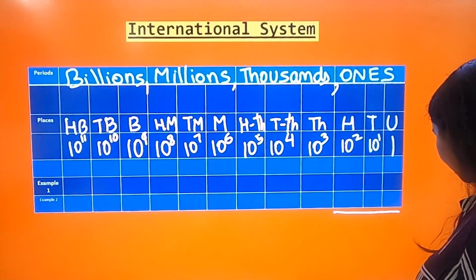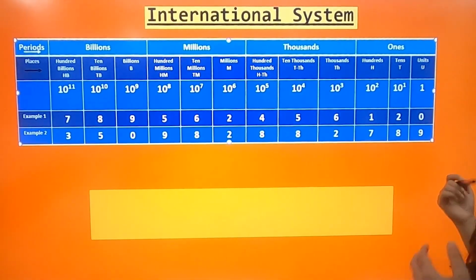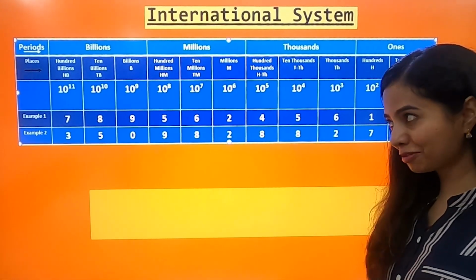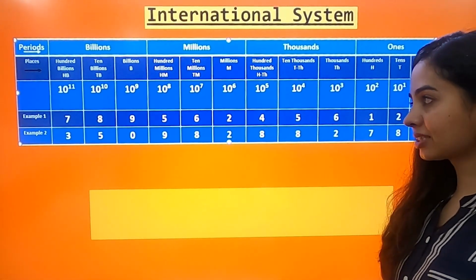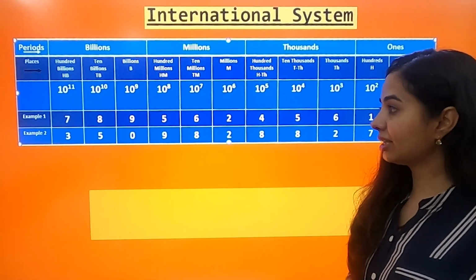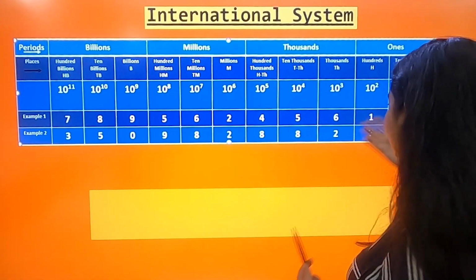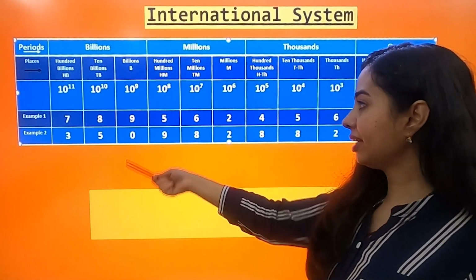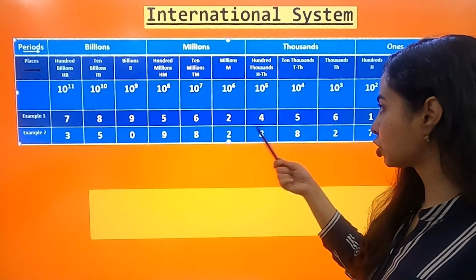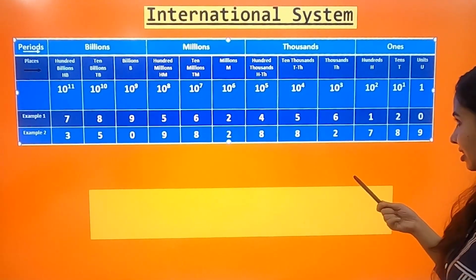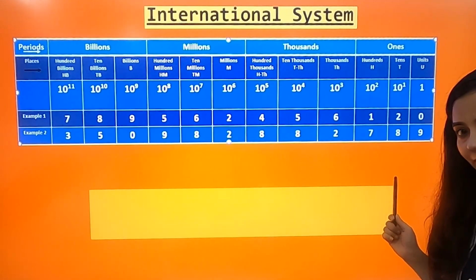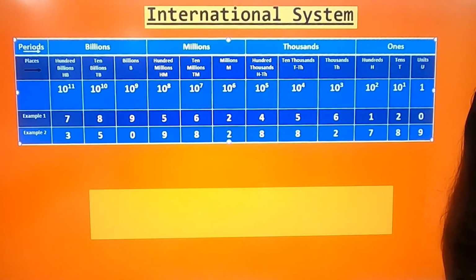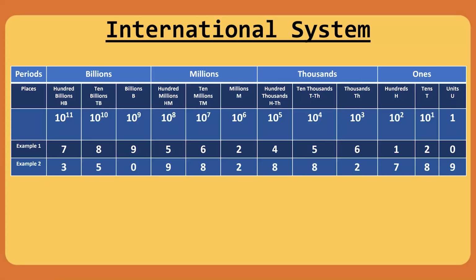So this is the cleaner and neater version of that table which I have told you. So let's try to read this number in the international system. The number is 789562456120. Do you want to try it on your own? Yeah, that will be good. If you want to, pause the video and try it on your own.